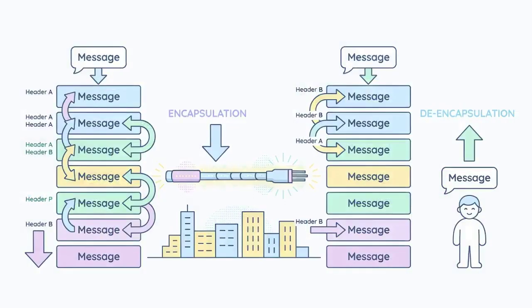The genius of the model is the flow. Sending data means encapsulation. Each layer wraps the previous one as it travels down the stack. Receiving means de-encapsulation. Each layer unwraps the one below as data climbs back up. That's how the 7 layers turn a click in your browser into photons in a fiber and back again.